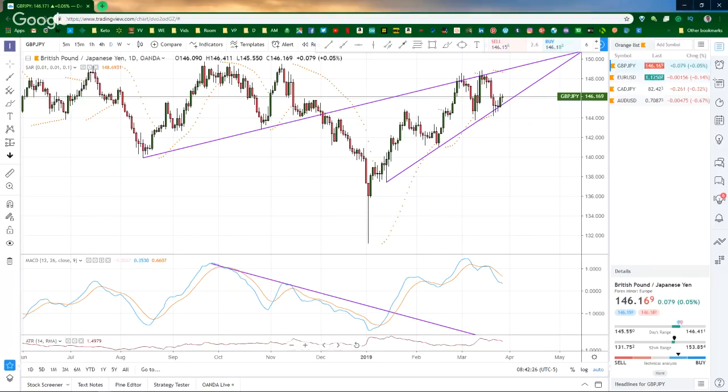Ozzy, yes, there's definitely lots of pips to be made, but you're risking a lot as well. I mean, you have to take 150 pip risks, stop losses on a daily chart. So you only want to risk a couple of percent of your account. You have to keep your trade size pretty small.